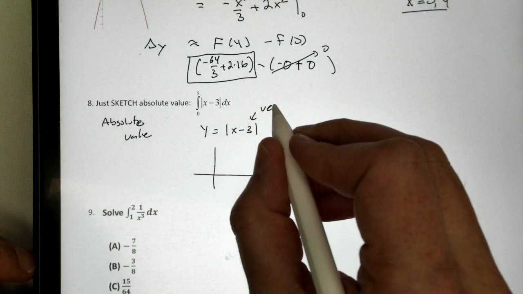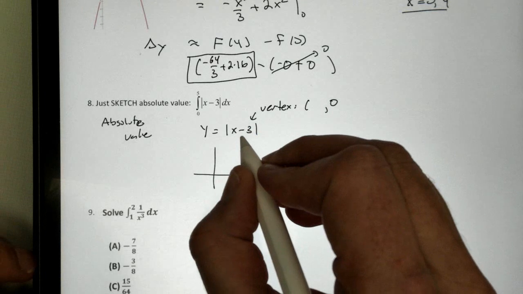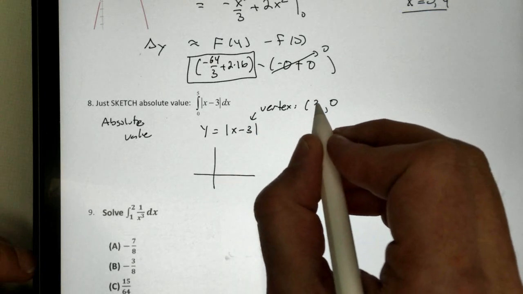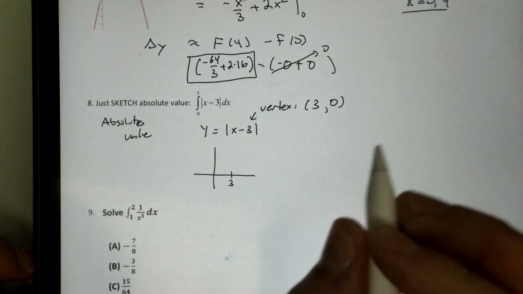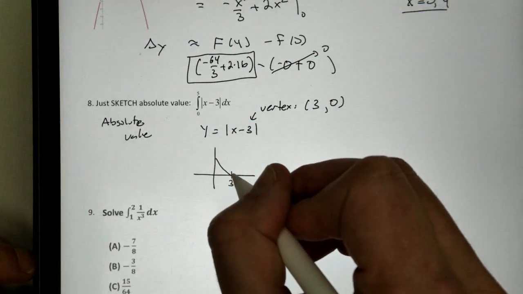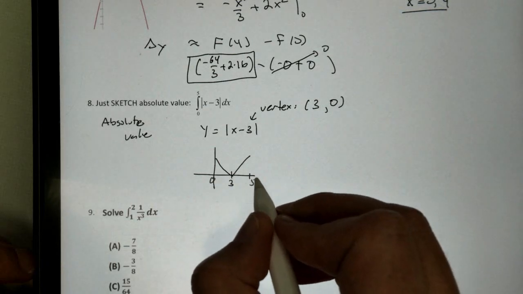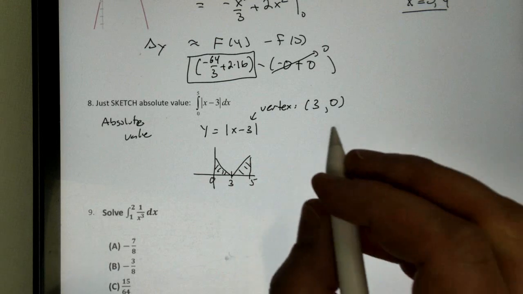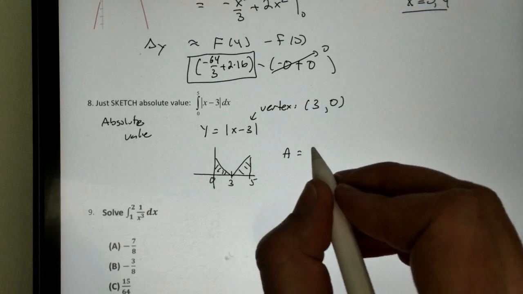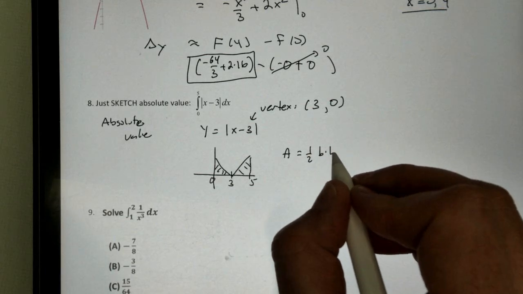This gives me my vertex. My y value, my vertex here is going to be 0, but this is a horizontal shift to the right 3. So we're at 3, 0. Graphing it, there it is. We want to find the area from 0 to 5. And if you notice, it's just 2 triangles. So our area is just the area of 2 triangles, which is 1/2 base times height.